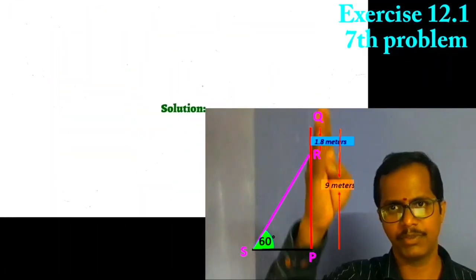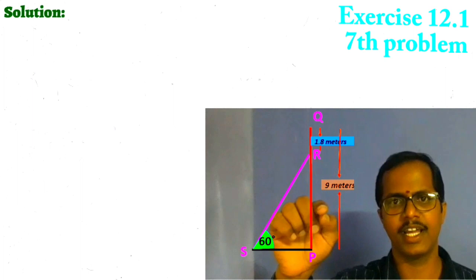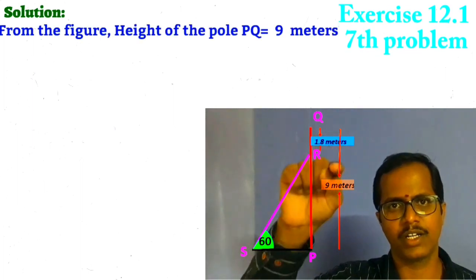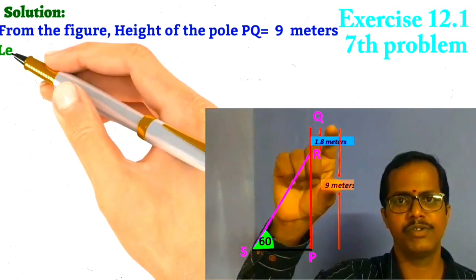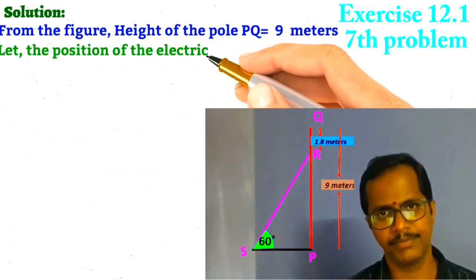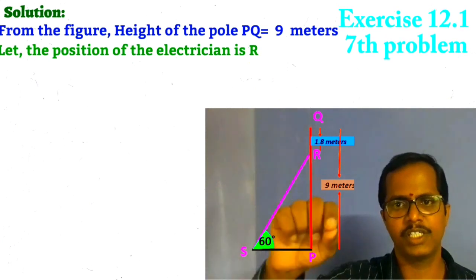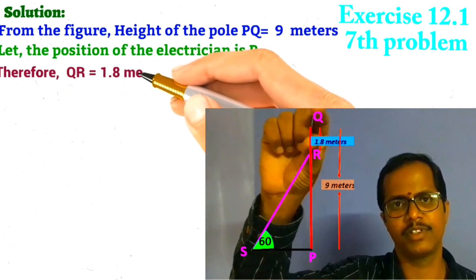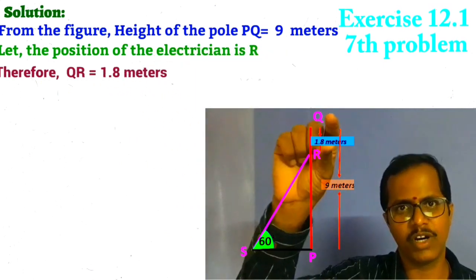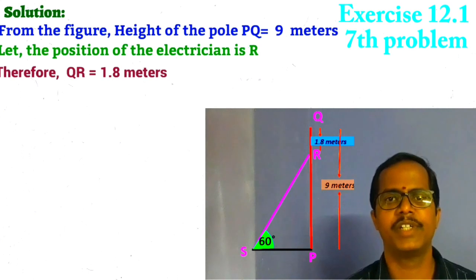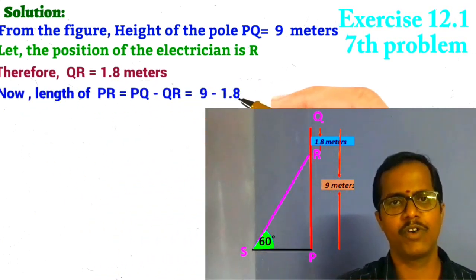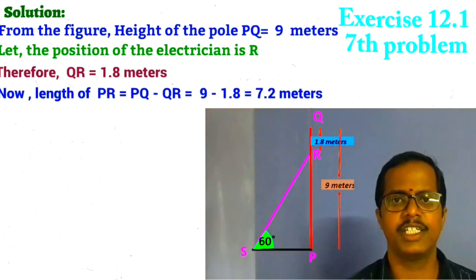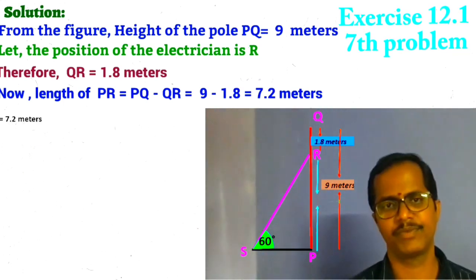Now if we observe this diagram, we get a right angle triangle PRS, and also we have the length of QR as 1.8 meters. Now can we get length of RP? Yes, here we have the total length of PQ, and also we have the length of QR. So if we subtract length of QR from the total length PQ, we get the length of PR. Therefore PR length equals 9 minus 1.8, that is equal to 7.2 meters.